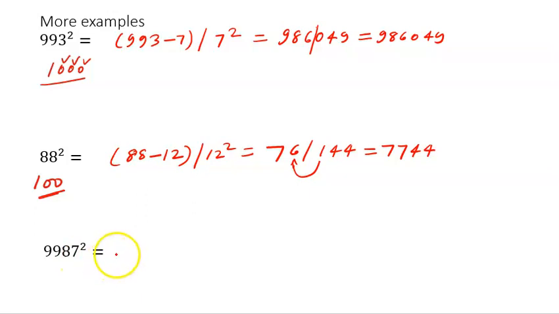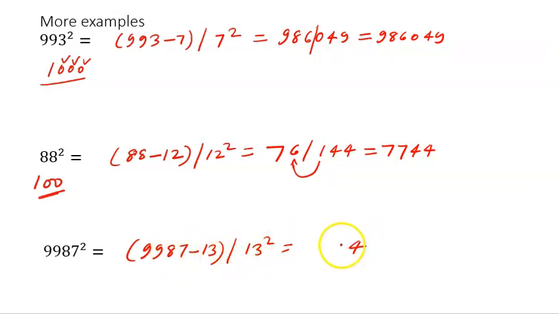Now let us do this problem slightly bigger. So what will be the answer here? The answer will be 9987 minus 13. I hope you got it. This is the left hand side, and the right hand side will be 13 square. So 9987 minus 13 will be how much? 7 minus 3 is equal to 4, and 8 minus 1 is equal to 7. So this is 9974. You can calculate 87 minus 13 is equal to 74. And the right hand side will be 169.